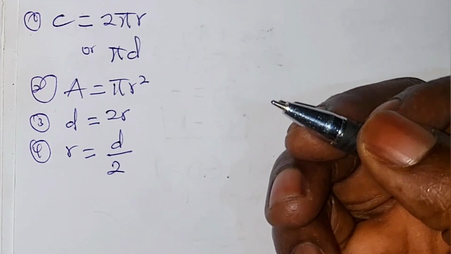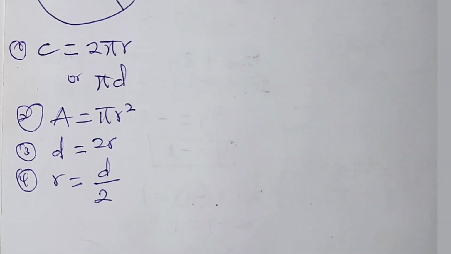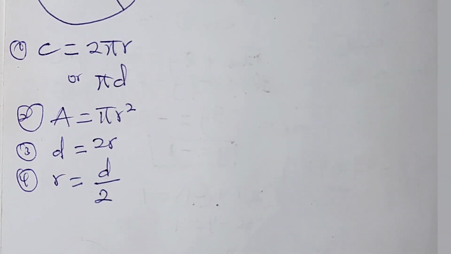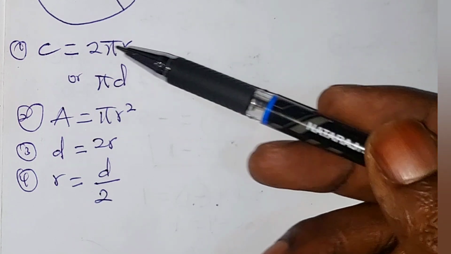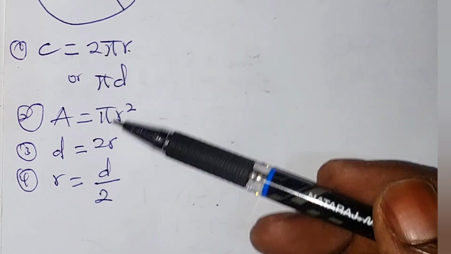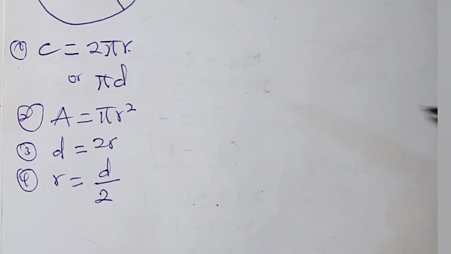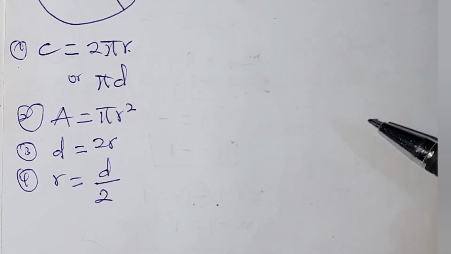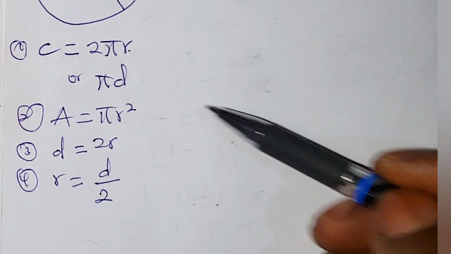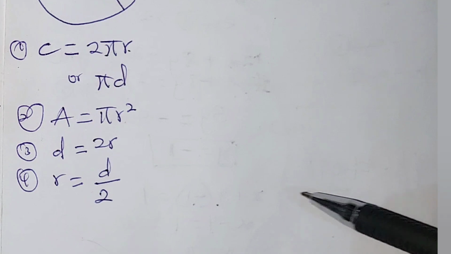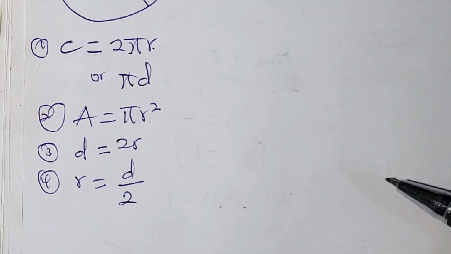Now these are the formulas you need to know, so you just have to memorize them. But to derive them is not difficult. I don't want to make this video long, so maybe in another video I will talk about how 2 pi r and pi d, all these formulas came about. But for now, if you just want a quick revision to write your exam, you can just memorize these, and we're going to use them in this video. So let's jump right into the first example.